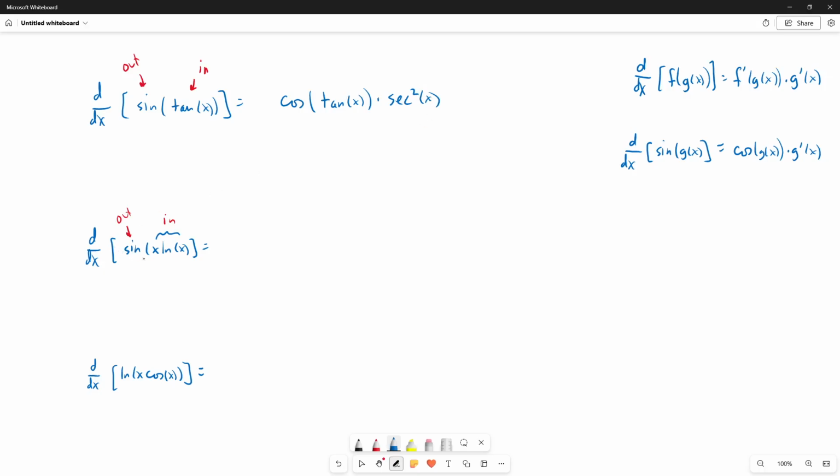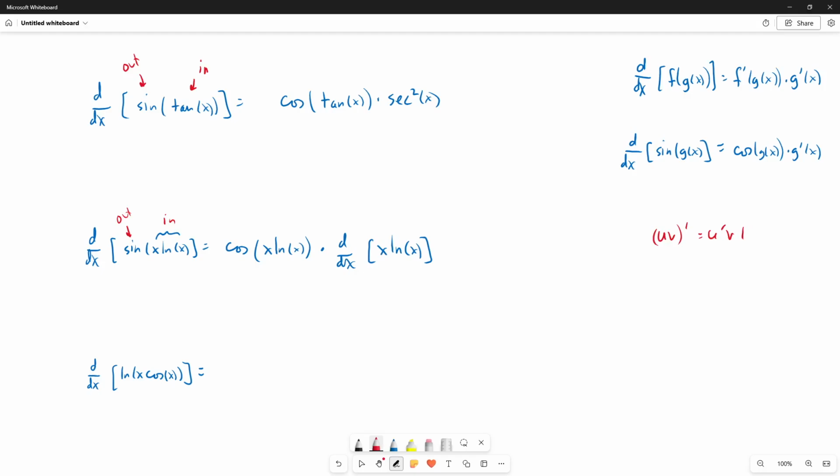So we'll do the same thing here. It's going to be the cosine of g of x, which is x times the natural log of x. And then we need times the derivative of g of x. Now, this time, g of x is a complicated function. It's not just a basic function, it's a product. So the derivative of g of x is going to require the product rule.